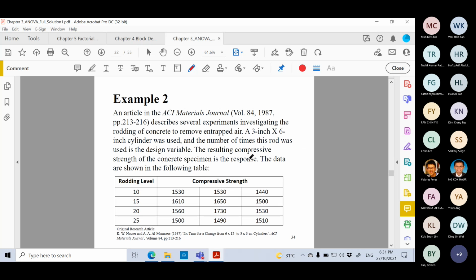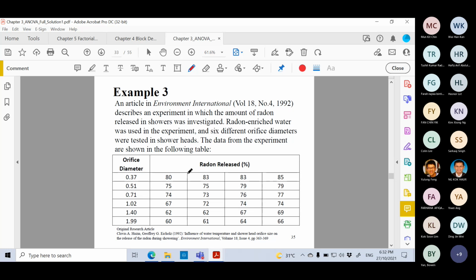This is an example where you can do the calculation manually. The data were obtained from the ACI Materials Journal. These are the data set. They are comparing 4 different levels for the compressive strength. They want to compare these 4 levels, whether there is any significant difference among all of them or not. These are 2 examples I got from the textbook. If you want to practice, you can go ahead with them.